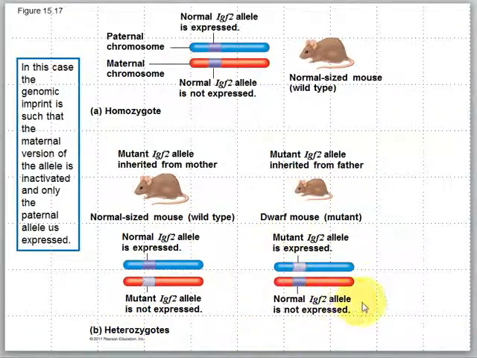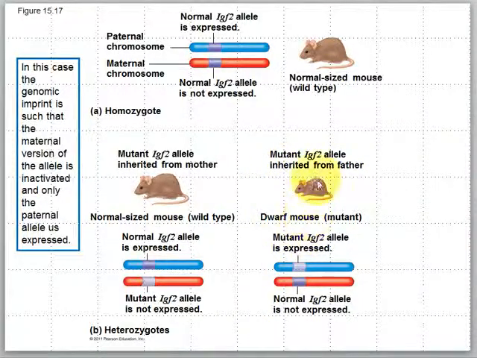This is the one that's interesting because, again, you received one normal dominant allele from mom, one mutant recessive allele from dad. And again, you would expect this mouse to look the same as this one because they're both heterozygous for that trait. But here's the genomic imprinting. In this case, with this allele, all of the alleles from the mother's side are inactivated, turned off. So the mother's normal allele has basically been switched off, inactivated, and so the recessive mutant allele can show up and you have a dwarf mouse.